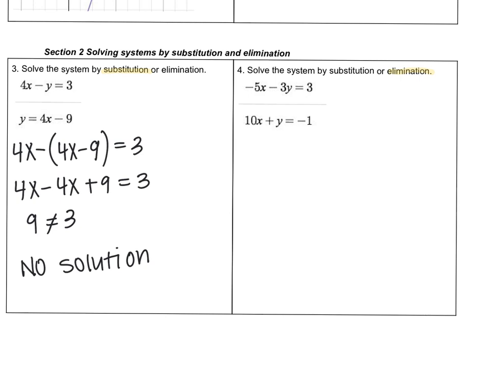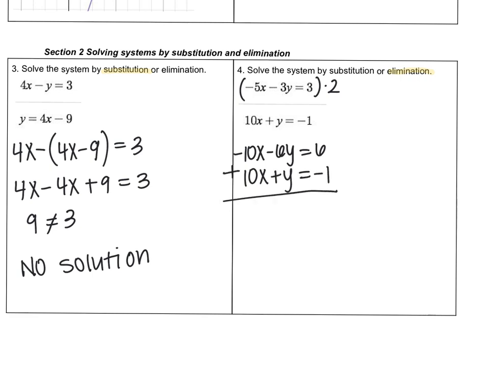Because I can easily make the negative 5x a negative 10x, and I can make the y in the second equation a 3y. I'm going to go ahead and multiply the first equation by 2, just because it involves smaller numbers than if I multiplied the second equation by 3. So we get negative 10x minus 6y equals 6. The second equation stays 10x plus y equals negative 1. We're going to add the two equations together.